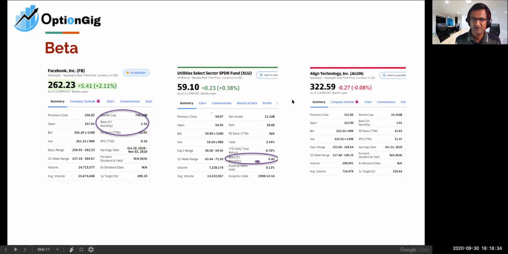Now let's pick another one, which is Align Technology. Again, this is in a new field of fixing your teeth alignment. I would say kind of a biotech, a medtech company, which will generally be more volatile. Its beta is 1.91. So you could see the more volatile the stock is as compared to the market, the higher its beta would be. The less volatile the stock is, the lower the beta.